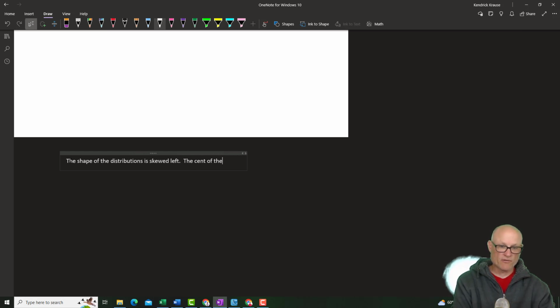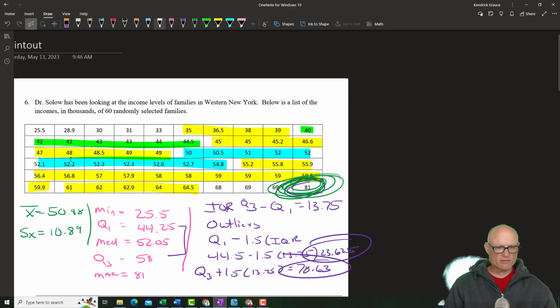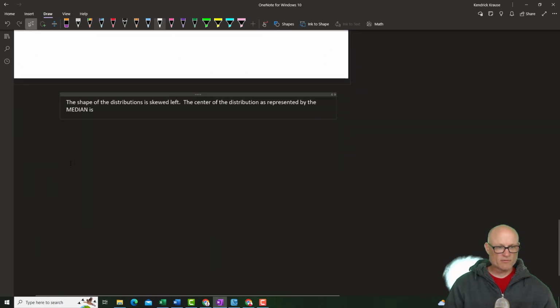The center of the distribution as represented by the, remember we're going to use median, is, totally forgot, 52.05. 2 sentences done. The spread of the distribution, no, 2 of them.